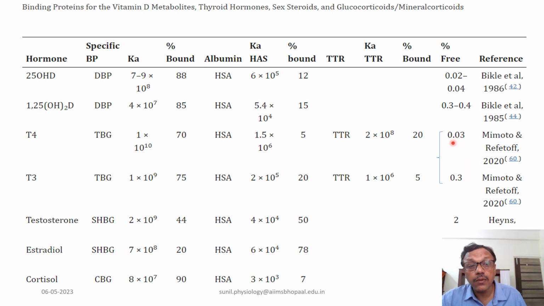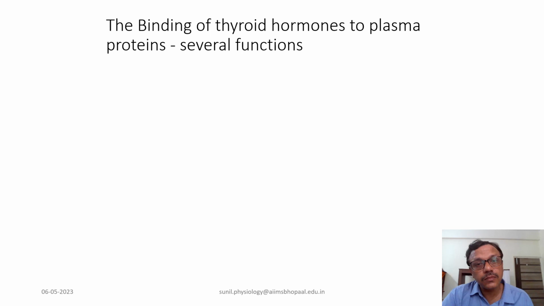Okay, so T4 is 0.03 and T3 is only 0.3 percent of the total amount which is secreted, and this is the free hormone which is going to produce the physiological effect. The bound form of T3 and T4 will never produce the physiological effect. Now we are going to see why these thyroid binding proteins are so important for T3 and T4.